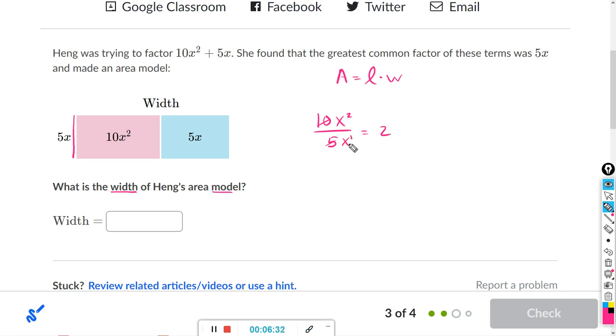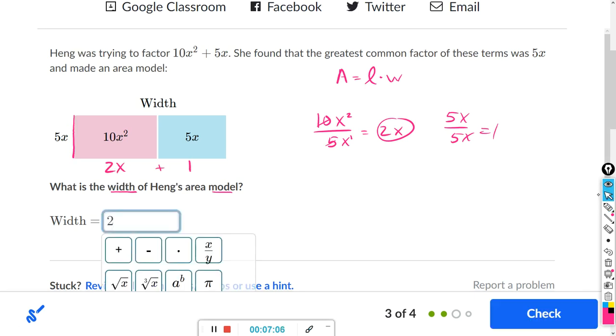So x squared divided by x. 2 minus 1 is just 1. So that's x to the 1. Okay, but you don't need to write the 1. So it's just 2x. Right? Because x squared divided by x is just x. Okay, then of course 5x divided by 5x. That's just 1. So the width is simply 2x plus 1. Enter it in the box.